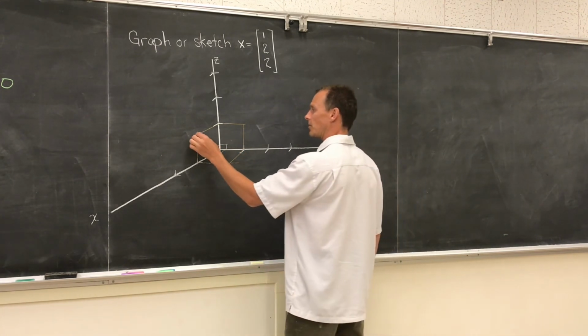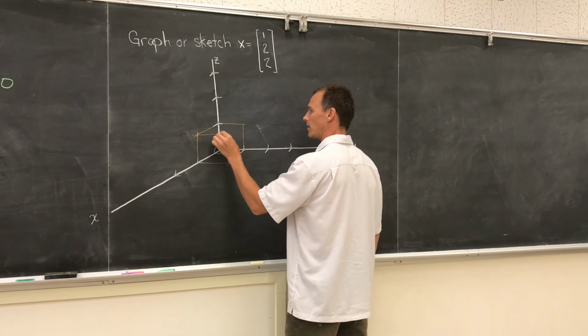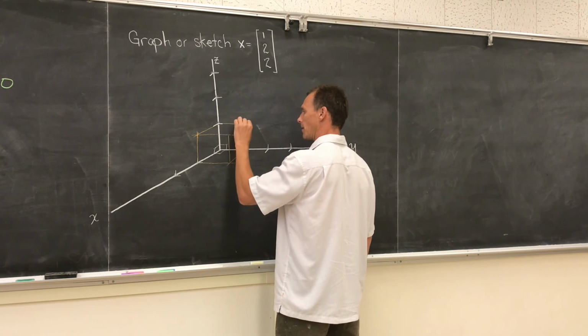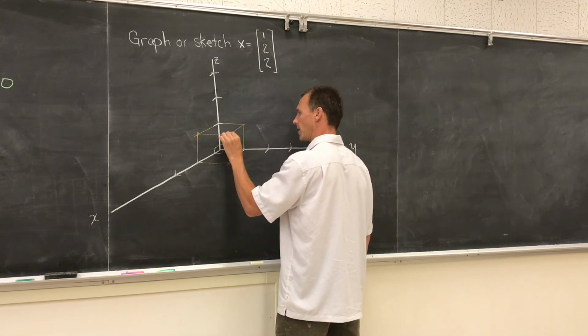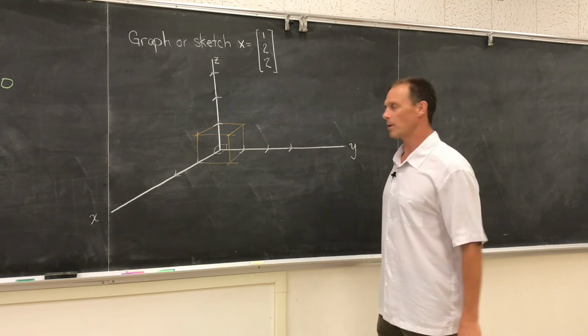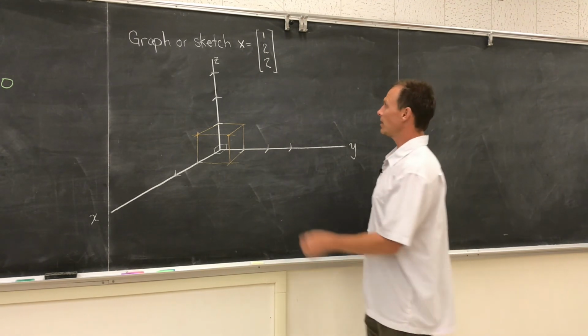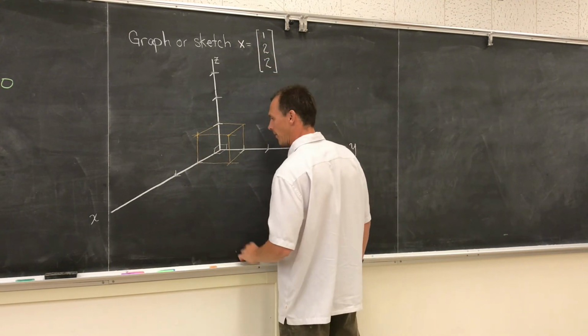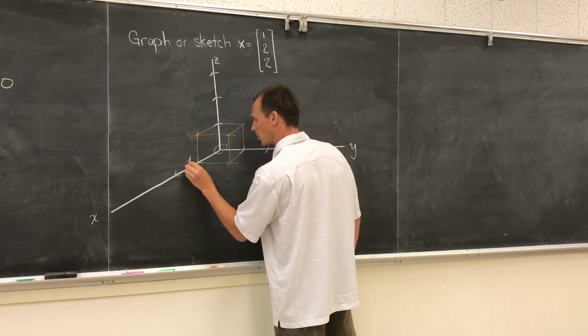Now, we need to start from these corners. We're going to go horizontal and vertical. And there is my first cube. Well, let's look at what we have and what we need. We have x is 1. Well, x is 1. That we've got. That occurs right here. There's 1.